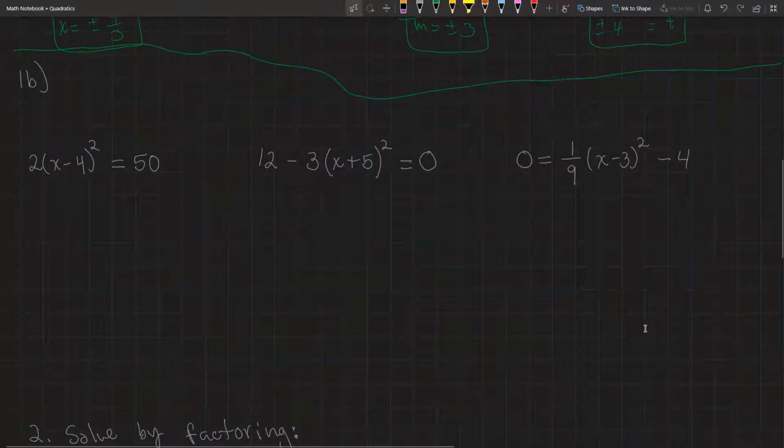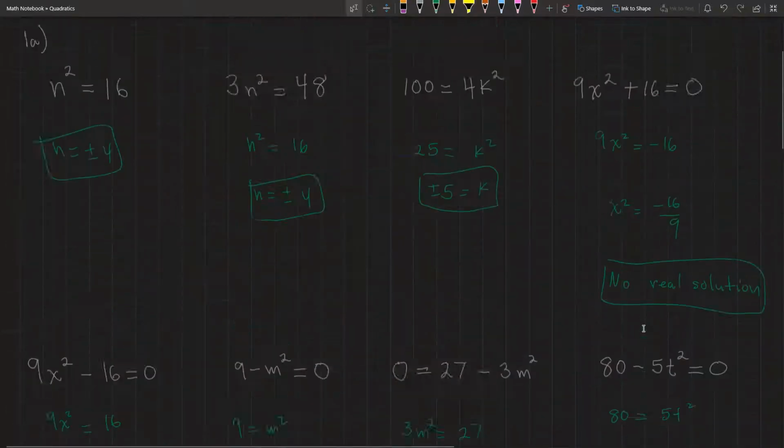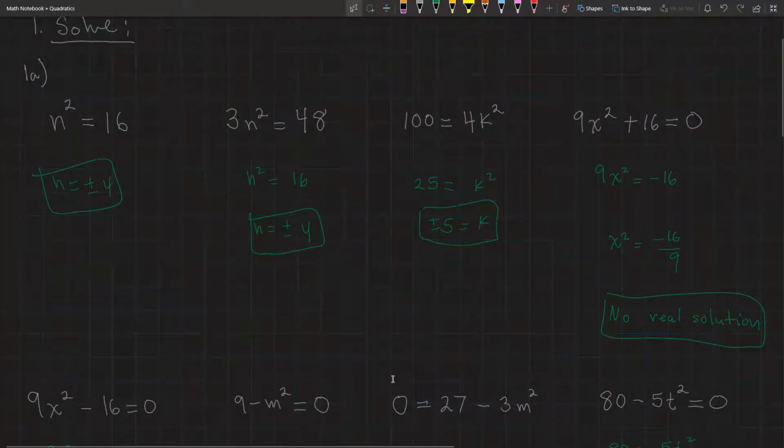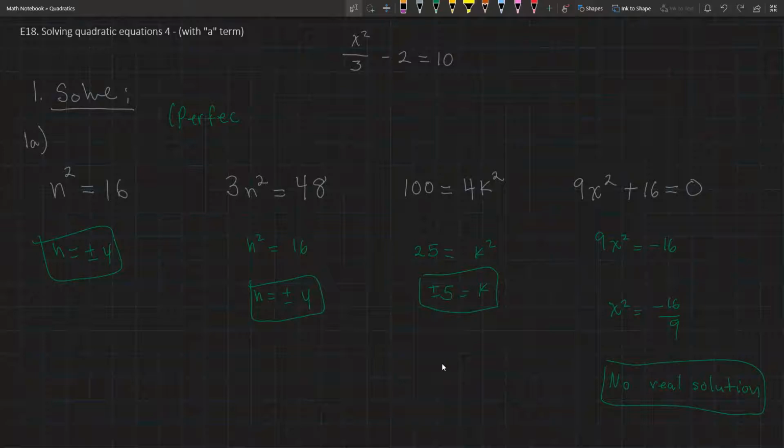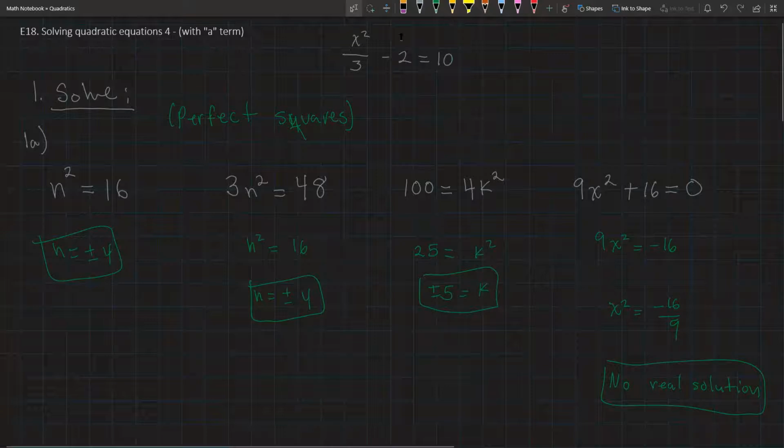All right, we're almost there, and then it gets more advanced. But what I want to point out is all of these equations that we solved, we didn't do any factoring. This is all solved by perfect squares, which I want to point out. There's two types of approaches that we take to solving quadratic equations up to this point. Number one is a perfect example of perfect squares. All of these are perfect squares, and we're still going to come back to this.